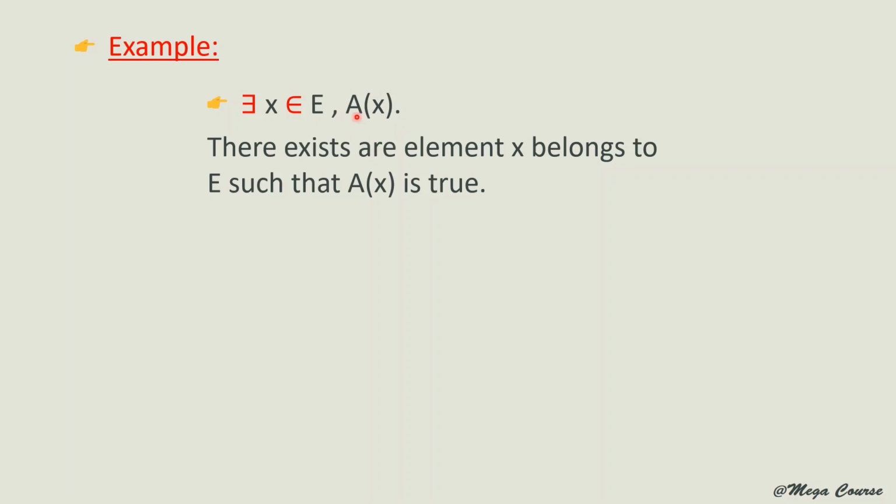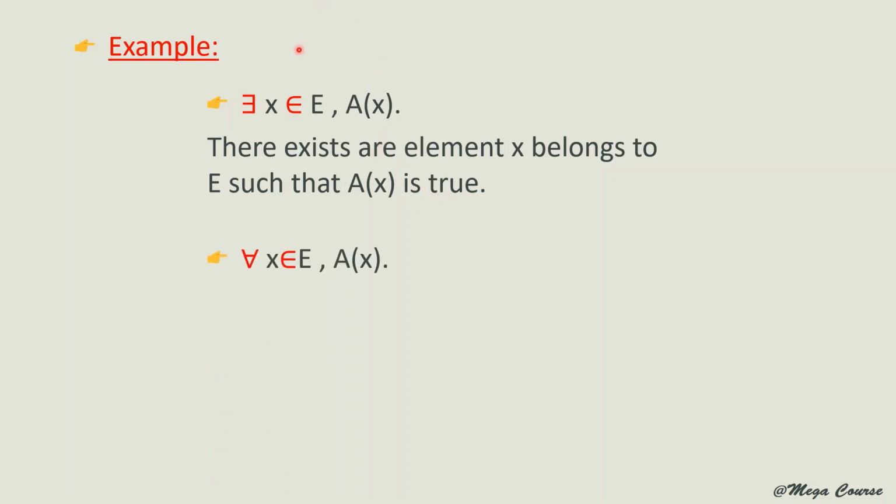Now let's take an example for quantifiers. It's easy, I promise. There exists at least one element x that is in the set E, such that A of x is true. There exists at least one element x that belongs to E such that A of x is true.